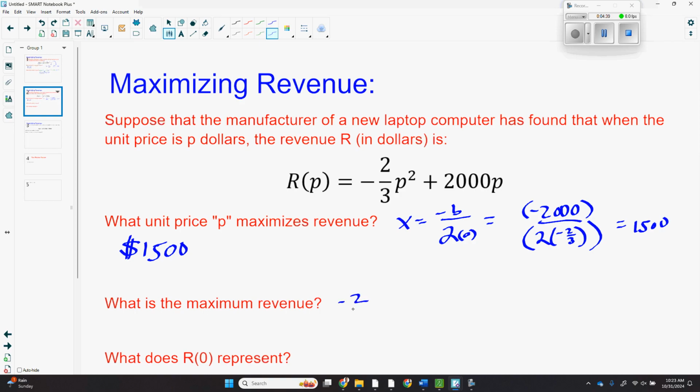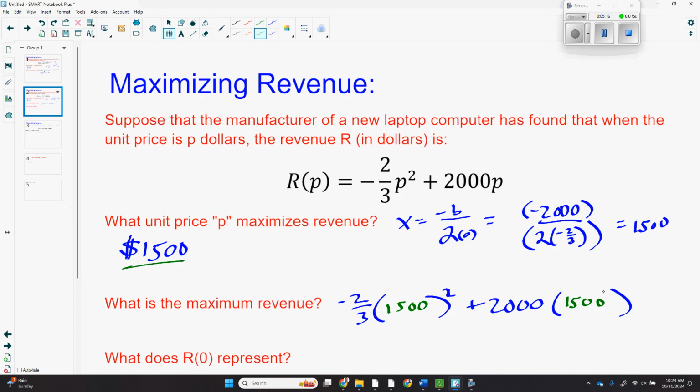So I'm going to go negative 2/3, leave a space for my P squared there, plus 2,000 P, and in those spaces we're going to put our $1,500. 1,500, again, throw that into your calculator. Let's go negative 2/3 parentheses 1,500 squared. I'll type this in my calculator exactly like it looks, plus 2,000 times 1,500.